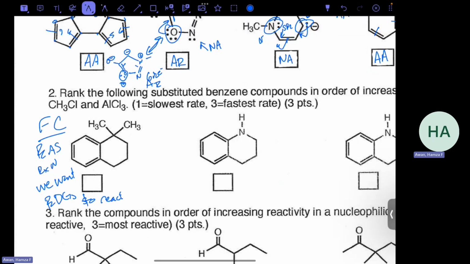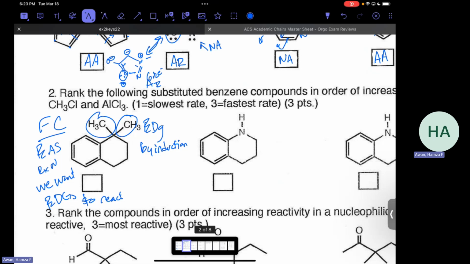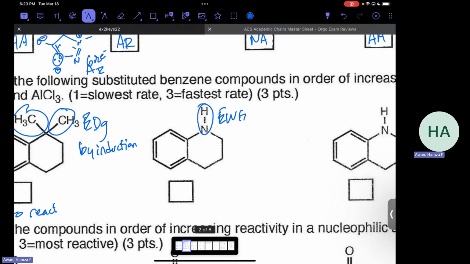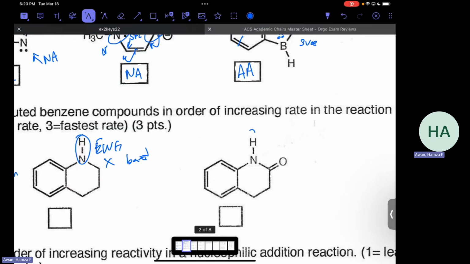So let's look at the first one. In this one, we have 2 methyl groups. These are both EDGs by induction. So they're pretty weak. This amine group, however, is an electron withdrawing group, right? So this is going to be not favorable, not good. Or I'll just write bad. And the next one we have is an amide. So that's whenever we have the carboxyl group with the amine. So because of this, this is actually going to be an electron donating group.